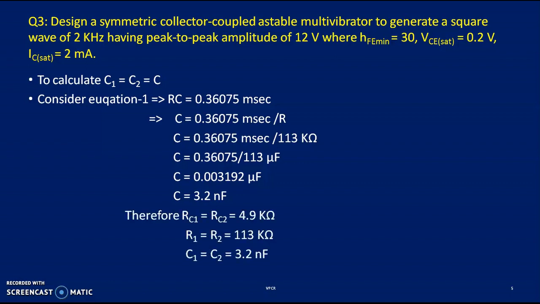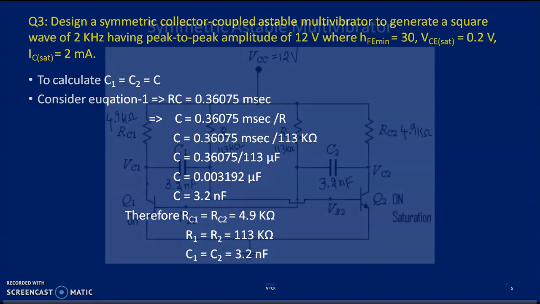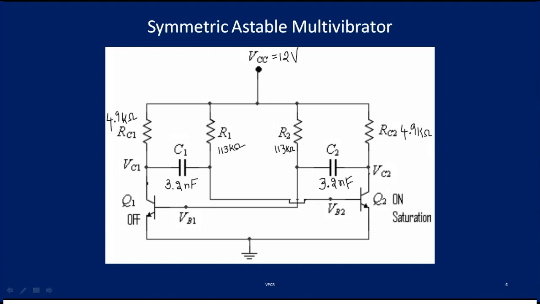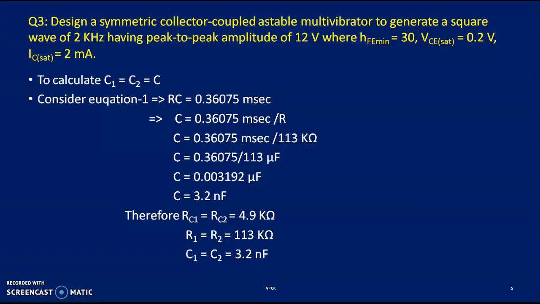So therefore RC1 is equal to RC2 equal to 4.9 kilo ohm, R1 equal to R2 equal to 113 kilo ohm, C1 equal to C2 equal to 3.2 nanofarad. So this is what the problem. Actually here we have seen symmetric collector coupled astable multivibrator design. In the next video we will be seeing an asymmetric circuit.